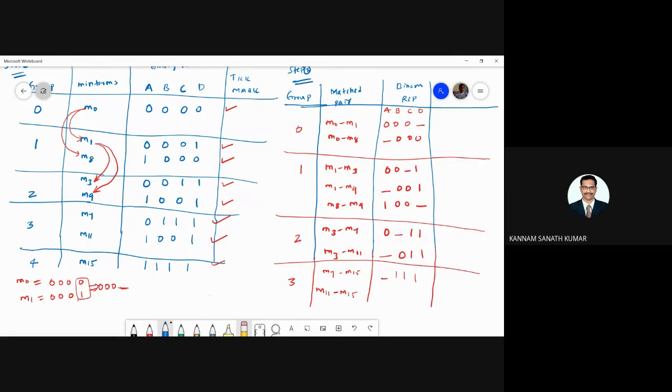So M11 and M15, if you see, you will get 1-11. M11 is how much? M11 is 1001, and M15 is 1111.